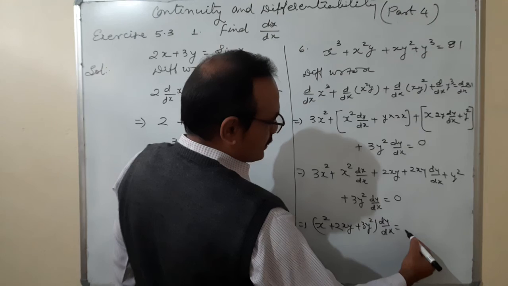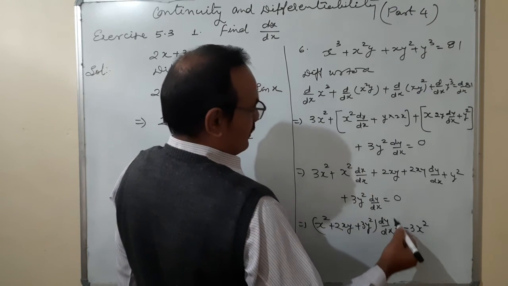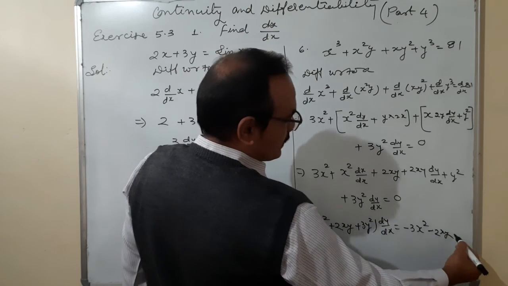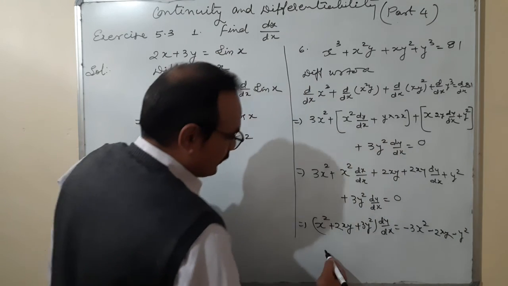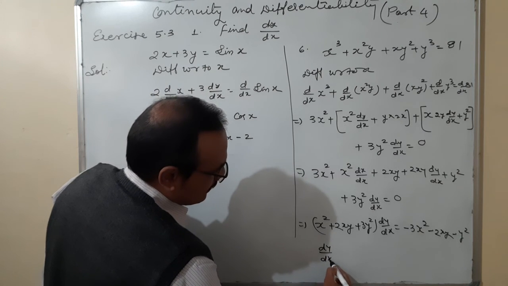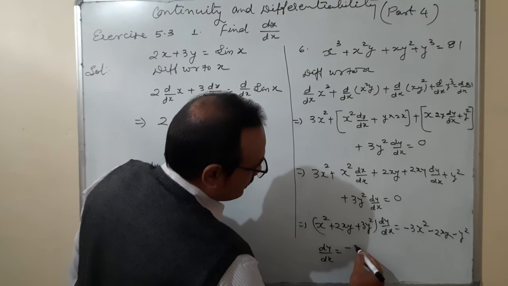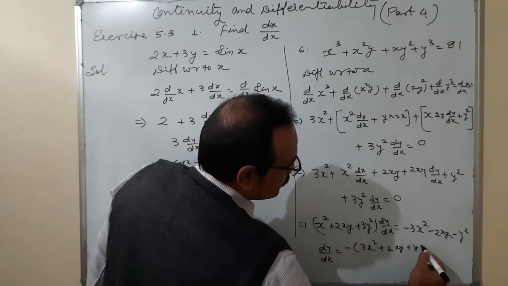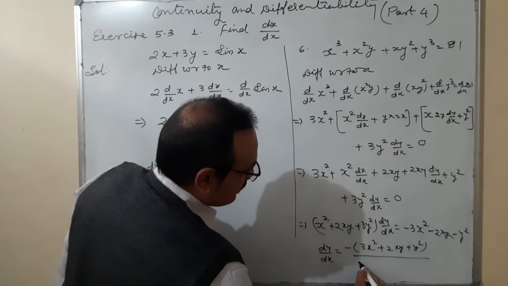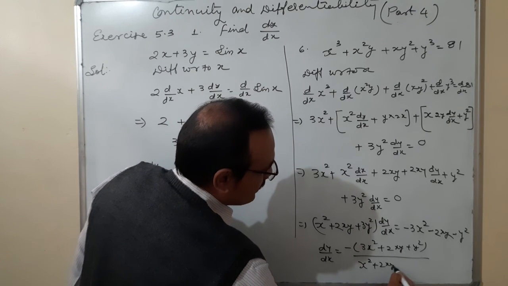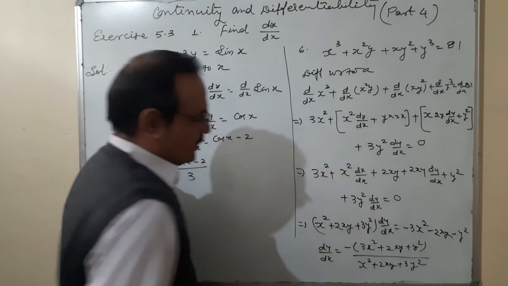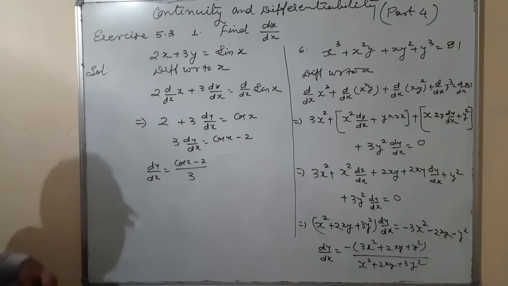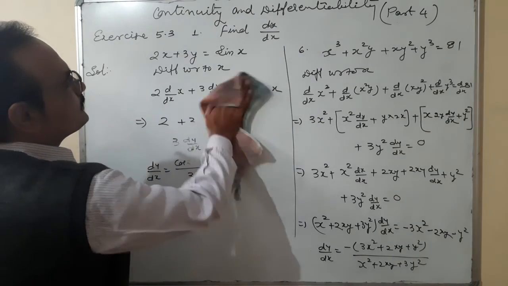So it is coming minus 3x square, minus 2xy, and minus y square. So the value of dy by dx is equal to, taking minus sign common, 3x square plus 2xy plus y square upon x square plus 2xy plus 3y square. So this is the value of dy by dx. Okay. So that is question number 6.